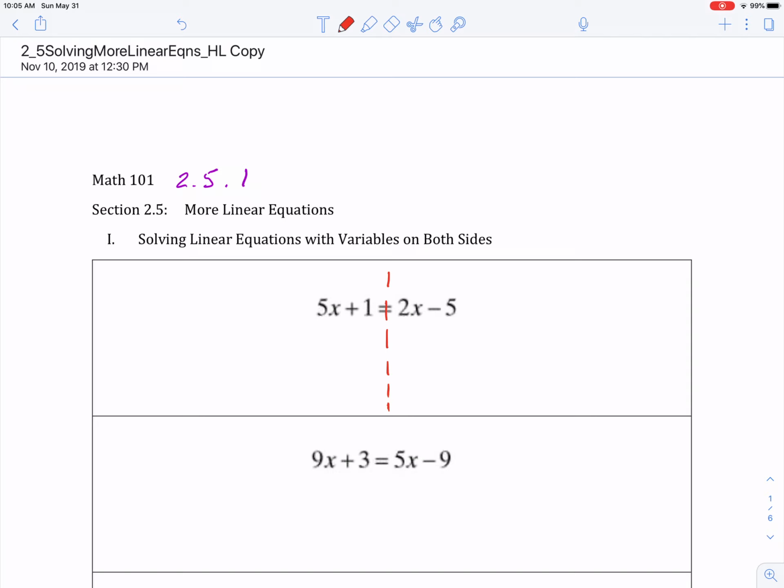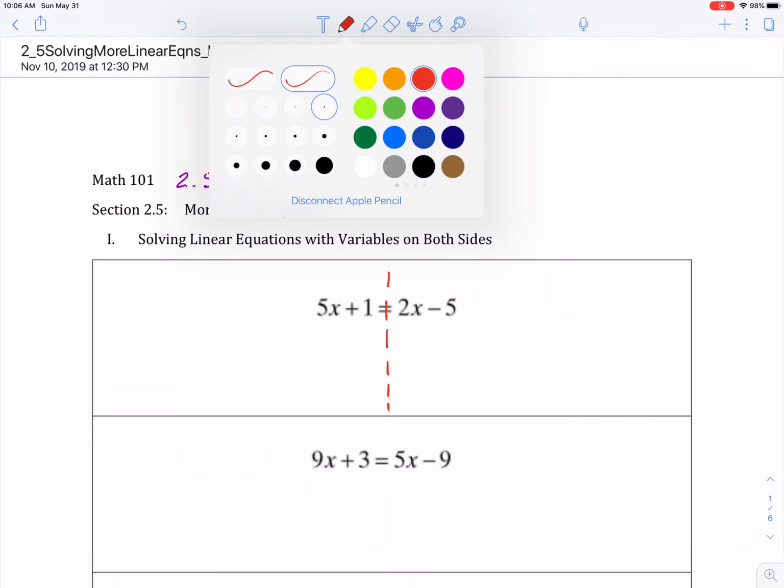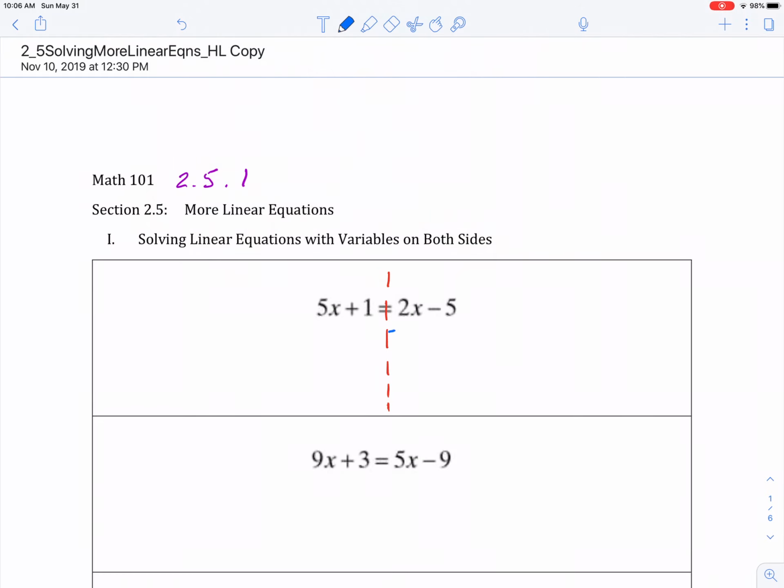And this particular equation has a variable term on each side. There's a 5x on the left, there's a 2x on the right. The constant terms are also on different sides. There's a positive 1 on the left and a negative 5 on the right. So our first task is to make sure that we get all the variable terms together on the same side. So I'm going to subtract 2x from both sides.